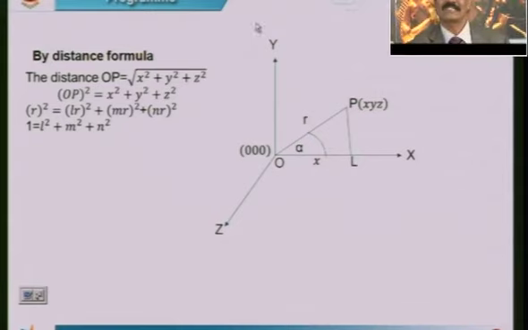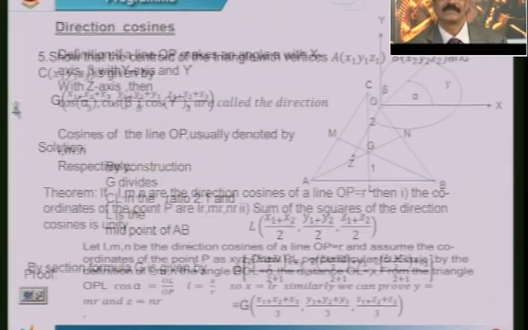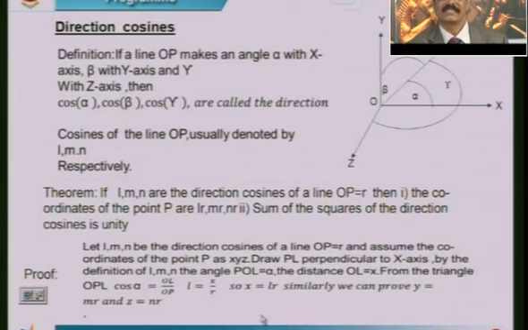Similarly, suppose X axis, Y axis, and this is the Z axis. Then this angle becomes gamma and this distance becomes z. In that case, once again cos gamma, you will be getting z by r from the right angle triangle. So you will be getting z equal to nr because cos gamma is n. That's what I explained here. Just see this: x is lr, similarly y equal to mr and z equal to nr. It's a very important property.